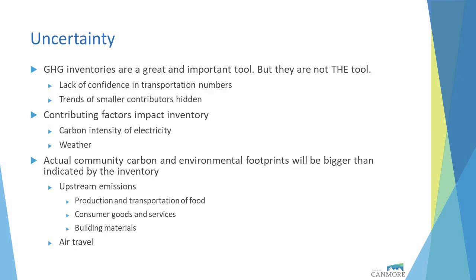And of course, acknowledging that the inventory is an important tool, able to measure over time and compare to other cities, it does miss out a few aspects. So our actual footprint will always be bigger than what we indicate by an inventory. We don't count upstream emissions. We don't count emissions from food and food choices. We don't count emissions related to stuff, consumer goods and services, and embodied carbon is not included. It's only operational energy that we're looking at when we're looking at building energy.